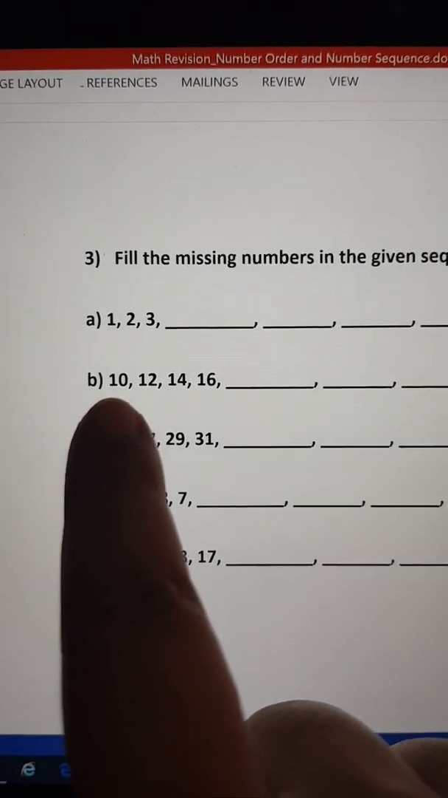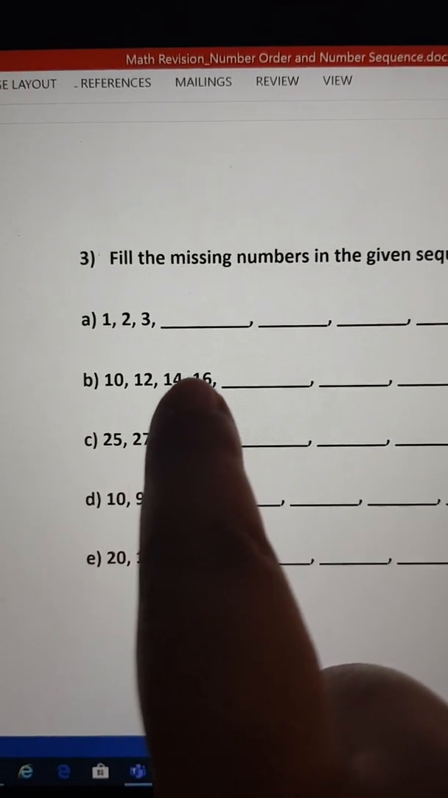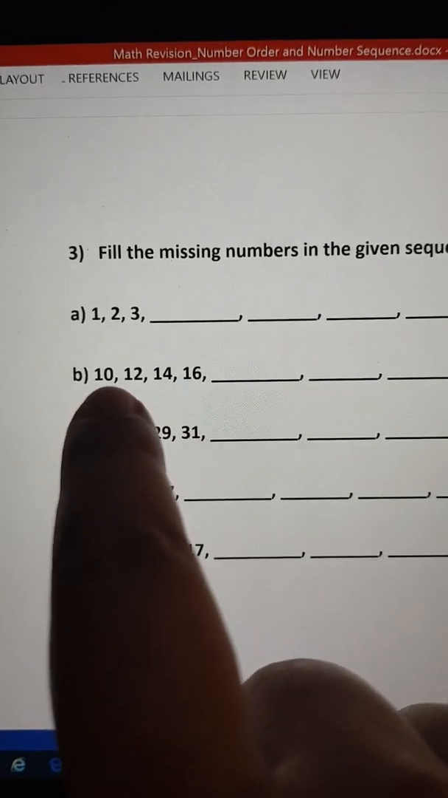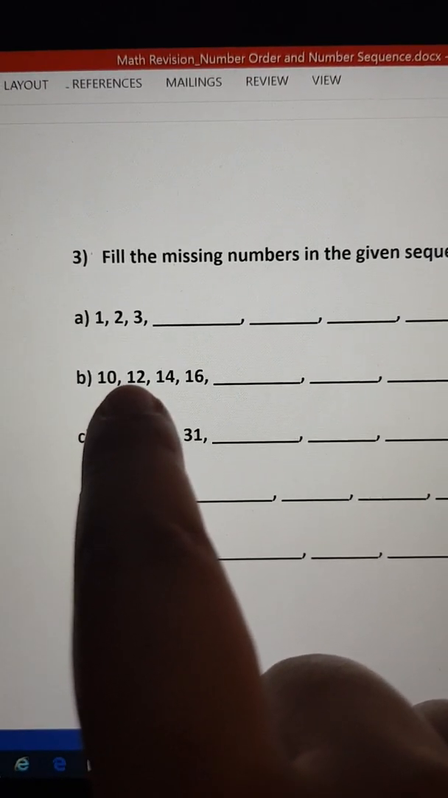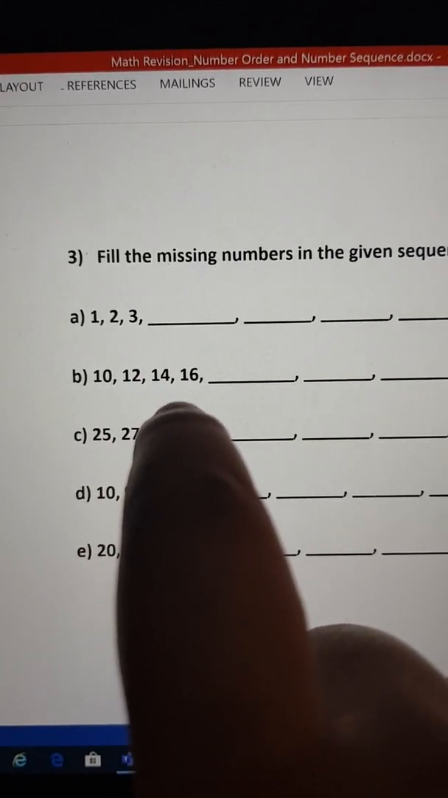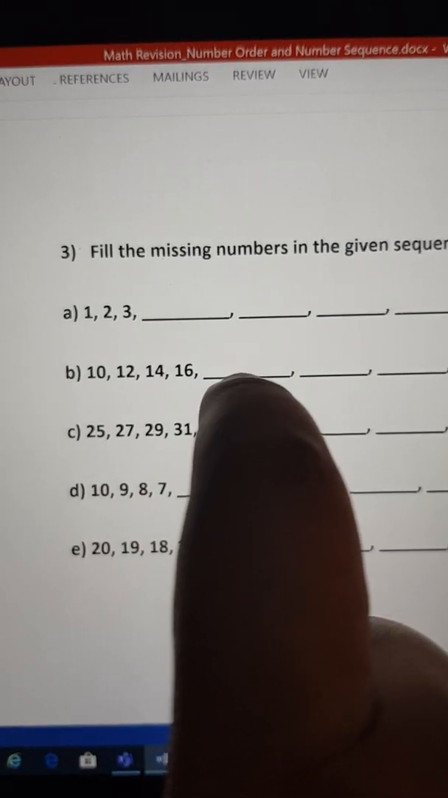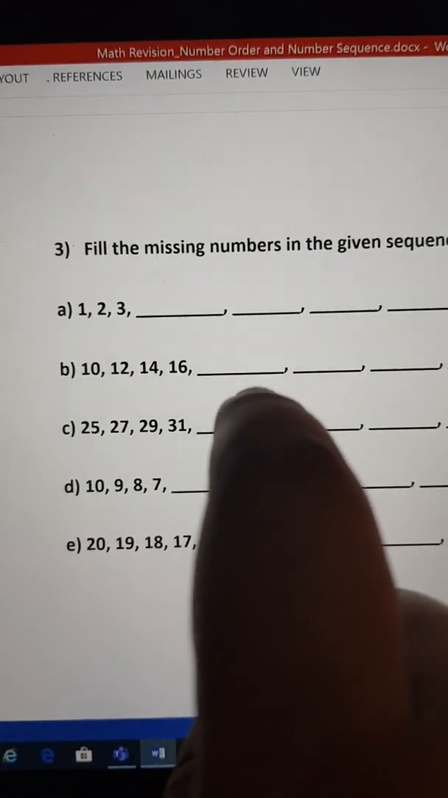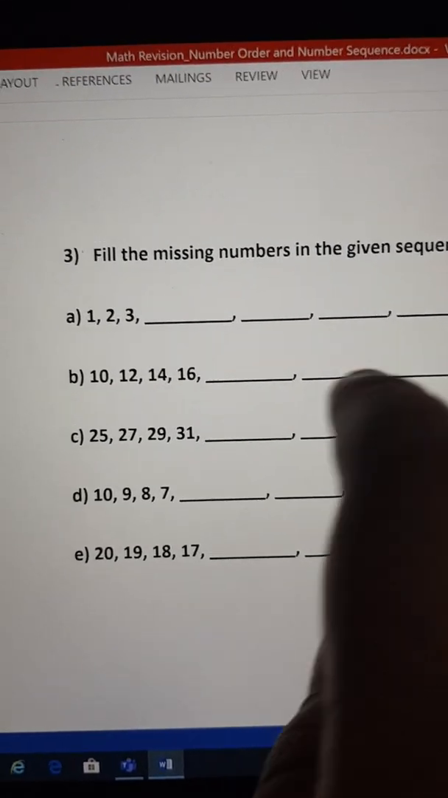But see number B. 10, 12, 14, 16. What's happening here? If you check, see 10, 2 more, 12. 12 plus 2, 14. 14 plus 2, 16. So what will be the next one? It will be 16 plus 2, 18. And you have to find out the next numbers also.